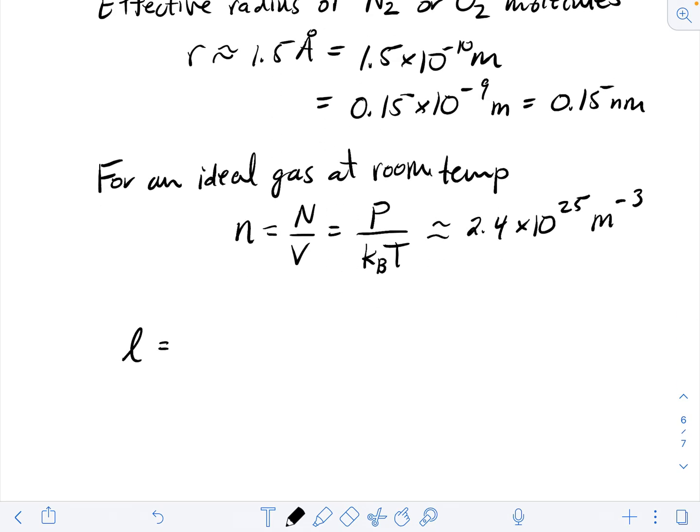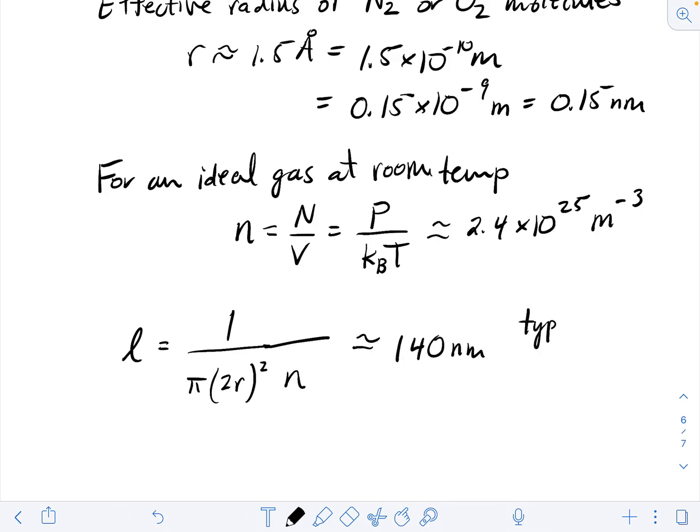And so then the mean free path is the scattering cross-section, which we can write as pi times 2r squared, where r is this effective radius. And then we have the number density. And if you put in the numbers, this is about 140 nanometers. And so this is a typical mean free path for an air particle at standard temperature and pressure.